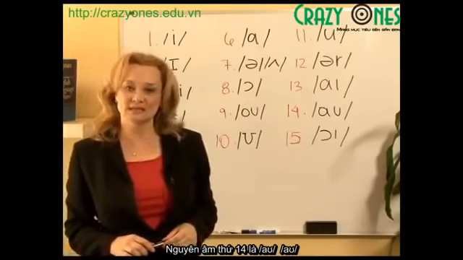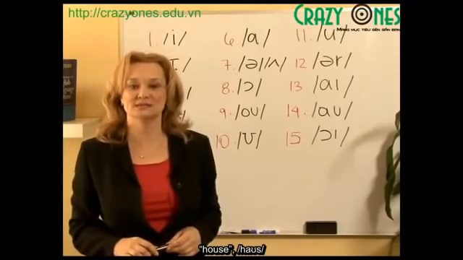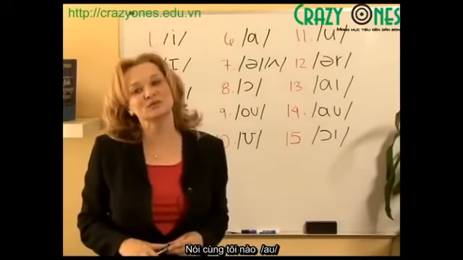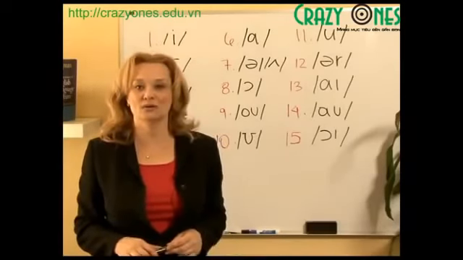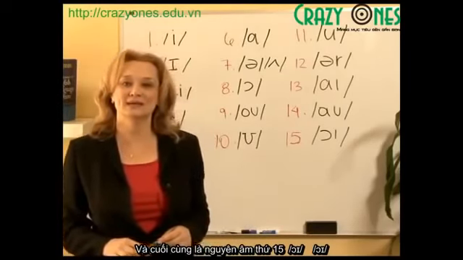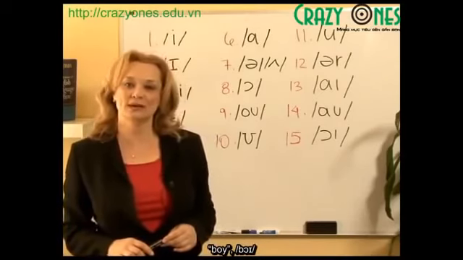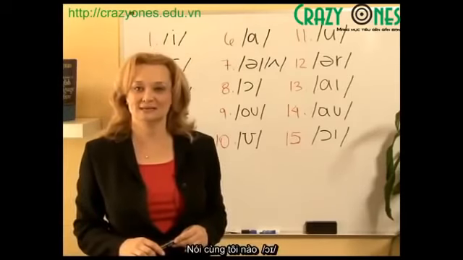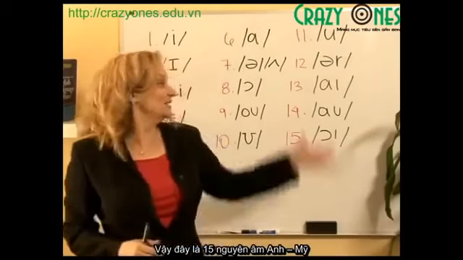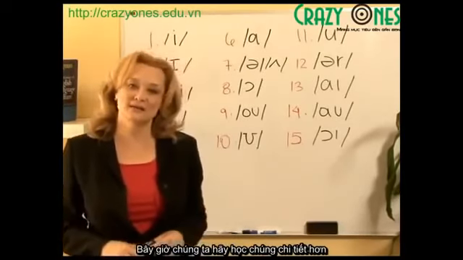Vowel number 14, ow: now, house, brown, announce. Say it with me. Ow. And finally, vowel number 15, oi: enjoy, noise, boy, annoying. Say it with me. Oi. So these are the 15 vowel sounds of American English. Now let's study them in more detail.